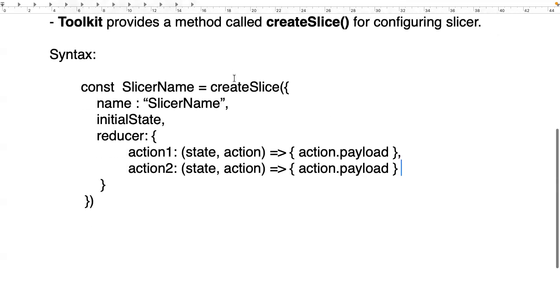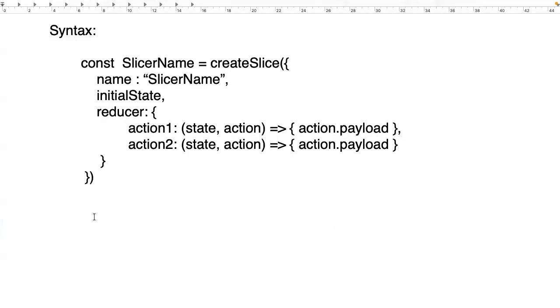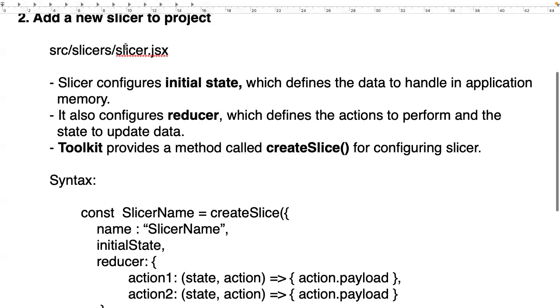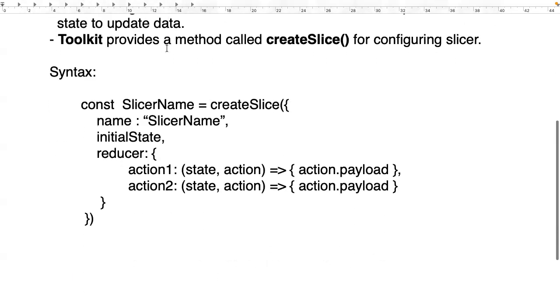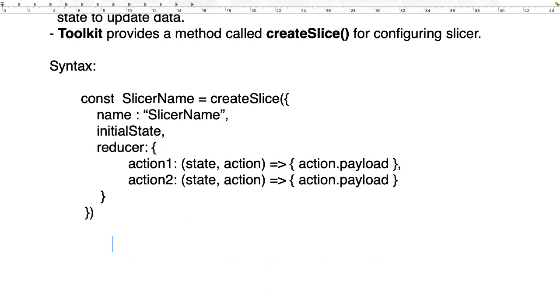So now, once we define what to do, this slicer has actions and a reducer, which we have to use in another file because we kept it in a separate file. So then you have to export them. It's very important. What we have to do is export const. You have to export action 1 and action 2, whatever actions.